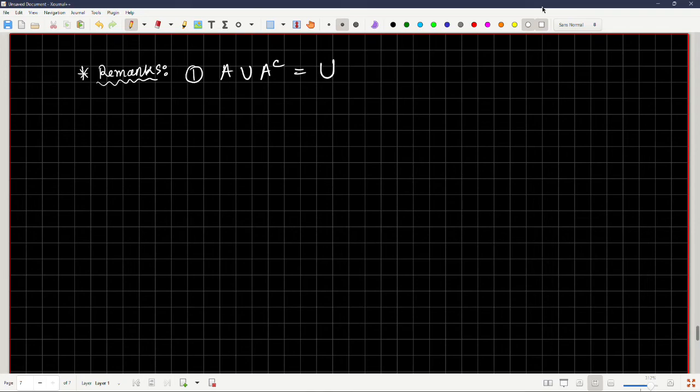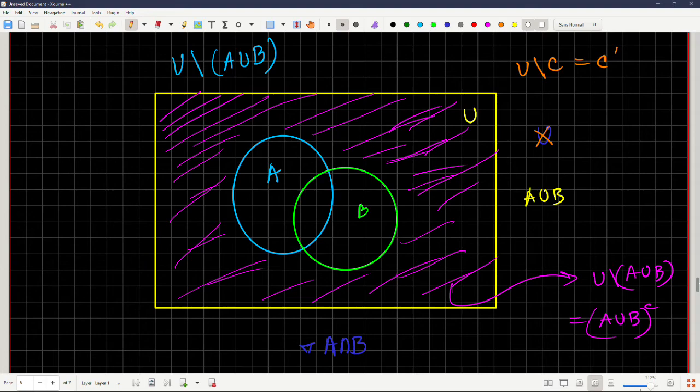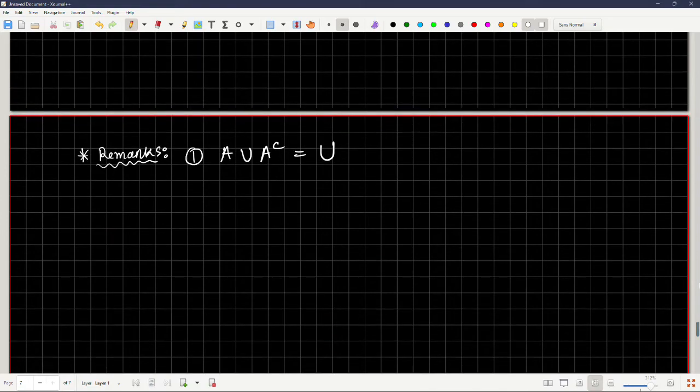Because it's pretty easy. If you just go back to the previous page and forget about this B over here, then this pink shaded region would give you A complement, right? Because it's U difference A. Now take a union of this A complement with A itself. That means you take all the elements inside A and all the elements inside A complement. So that will cover up the whole rectangular region, and you get the universal set back. So try to do these things via diagrams. These are the remarks that you should know, and this will help you in the long run.